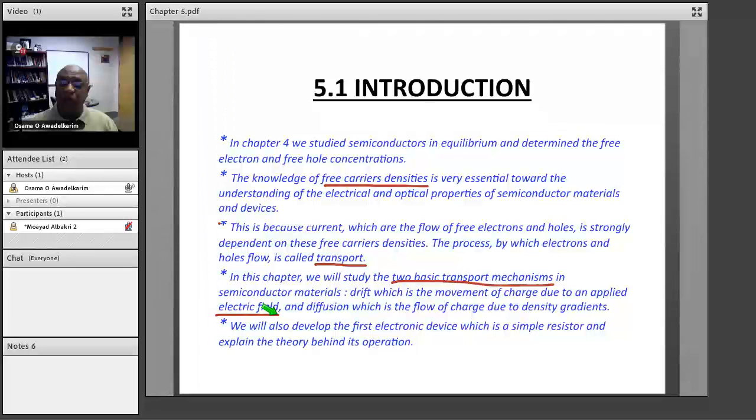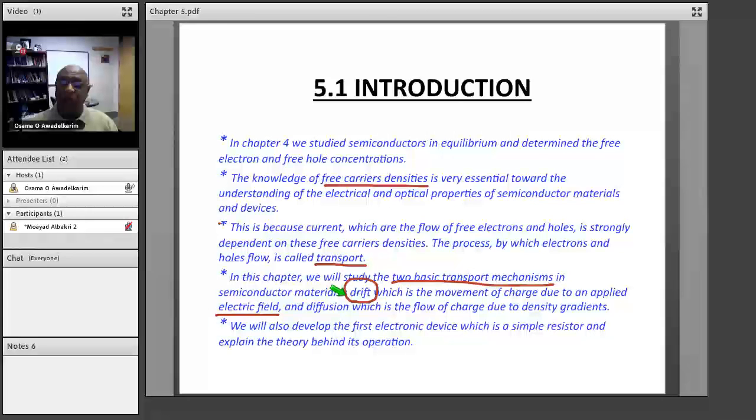So this is a kind of motion that is induced by an applied electric field, and this mechanism is called drift. Drift in an electric field. So you need to apply an electric field and then you get drift. So the first mechanism that is very important for hole and electron transport is drift.